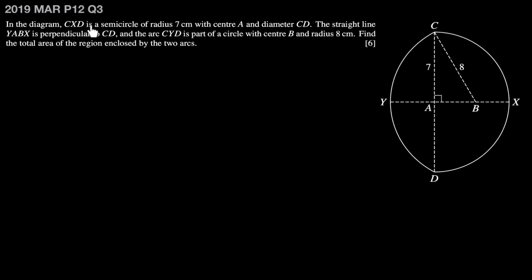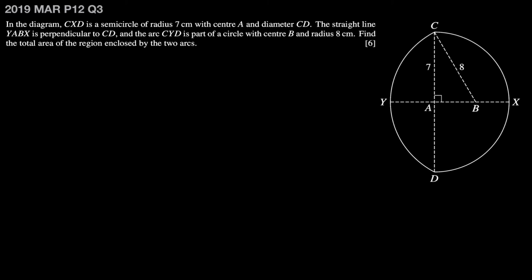In the diagram, CXD is a semicircle of radius 7 centimeters with center A and diameter CD. The straight line YABX is perpendicular to CD, and the arc CYD is part of a circle with center B and radius 8 centimeters. Find the total area of the region enclosed by the two arcs.